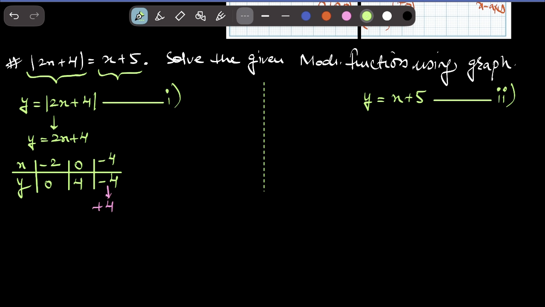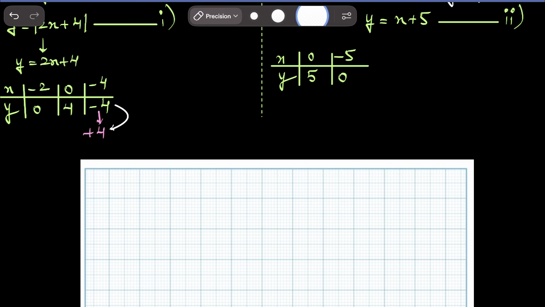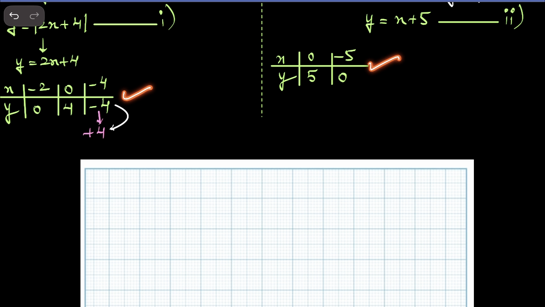Second equation is again a linear equation. Second equation is representing a linear equation, so it is very simple. We need only 2 points. We have done this many times before. I will put x equals 0 to get y equals 5. Then I will put y equals 0 to get x equals minus 5. Okay, so now we are going to plot the graph for the two functions. This is your modulus function and this is your equation of line, right? We need to plot both the graphs.